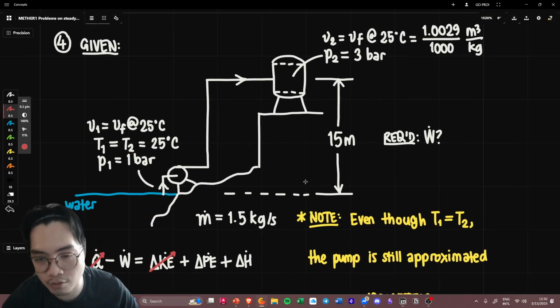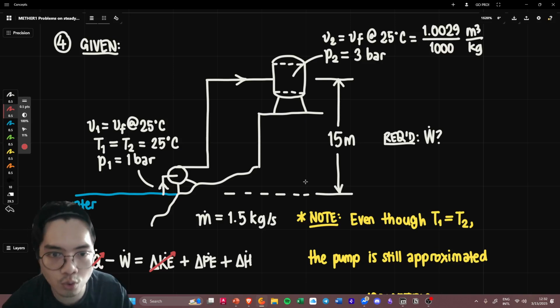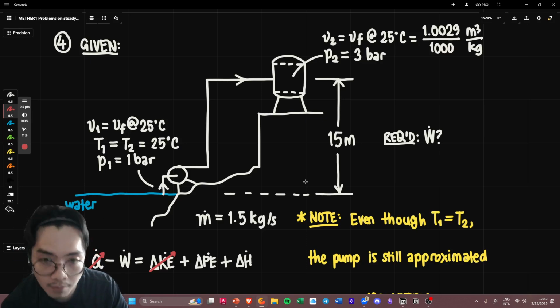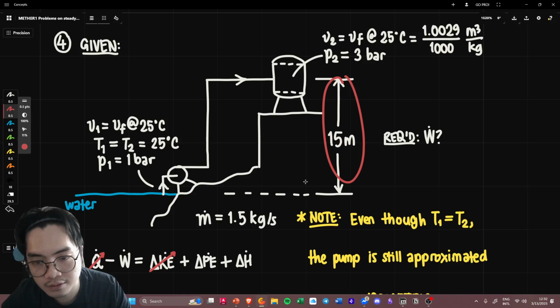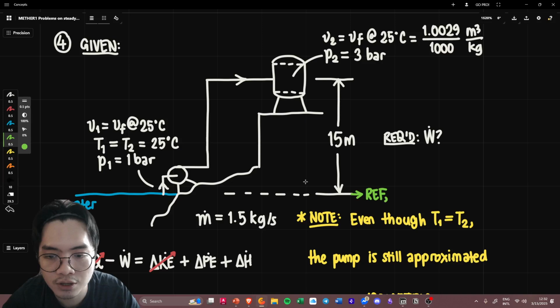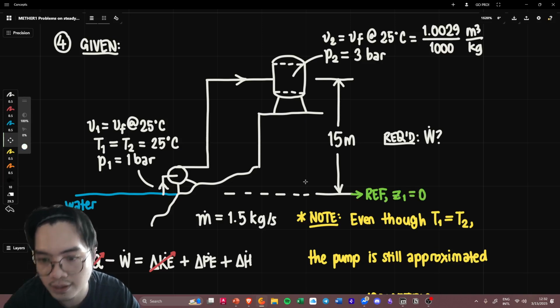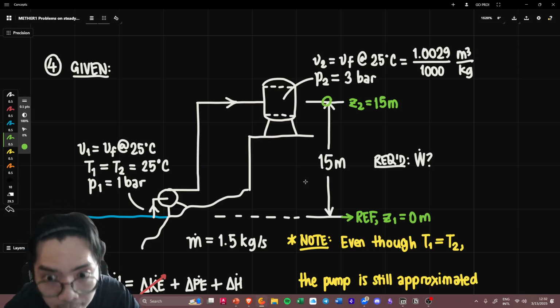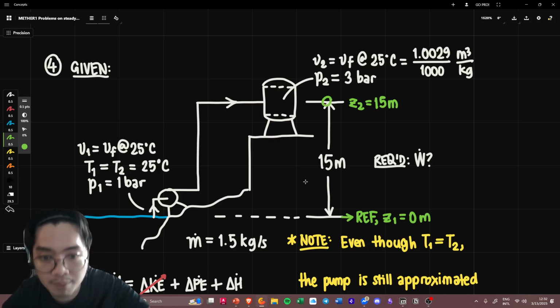It doesn't matter where your reference is because Z2, or rather your state 2, is higher than your state 1. By how much? By 15. So if you put your reference here, in this case, your Z1 is going to be 0, and then your Z2 is going to be 15 meters. If you put your reference here on top, your Z2 will be 0, but because your Z1 is now lower than your reference, it's going to be negative 15.